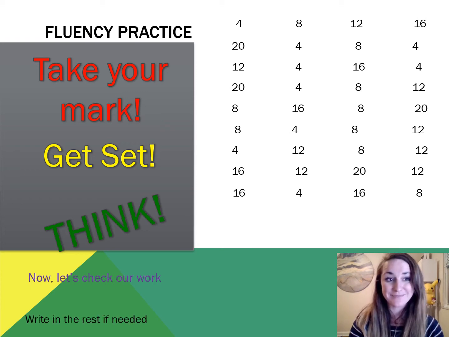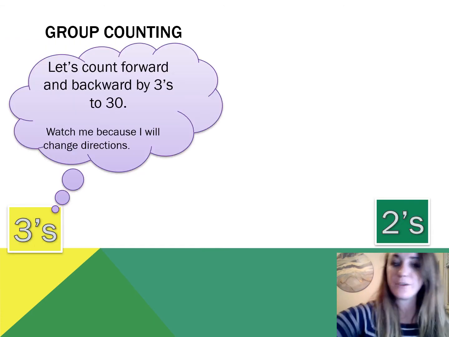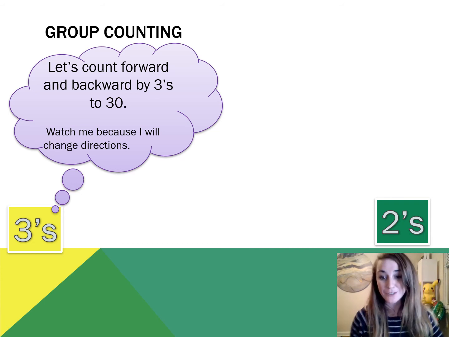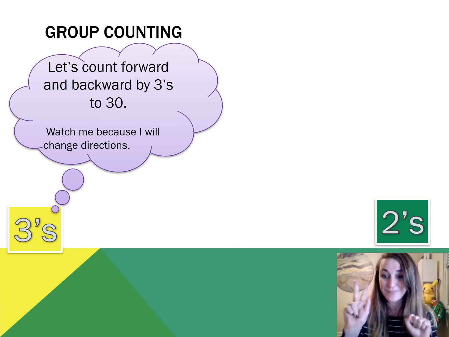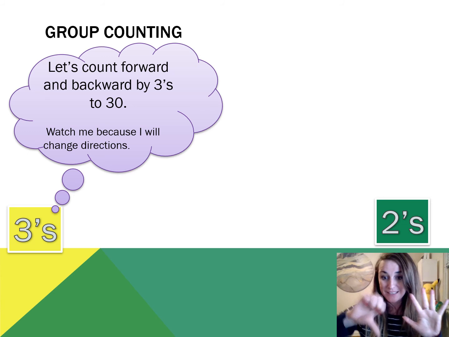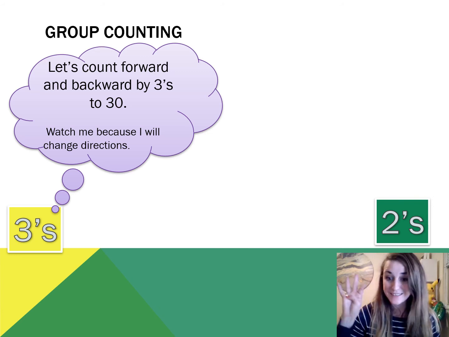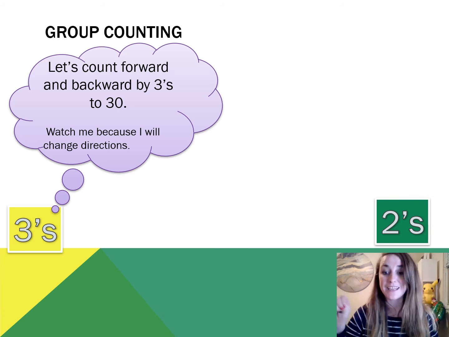We'll stop there. Great job. Let's keep practicing. Now, let's count forward and backwards by 3s to 30. Watch me for a change in direction. Let's wiggle it out, bring it close, count by 3s to 30, and go. 3, 6, 9, 12, 15, 18, 21, 24, 27, 30. Bring it down, 30, 27, 24, 21, 18, 15, 12, 9, 6, 3, and 0.